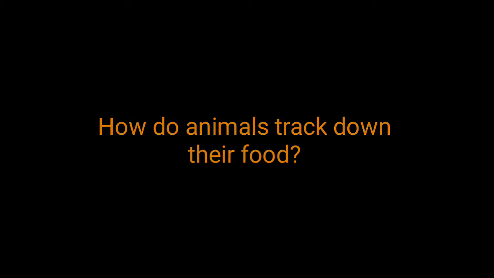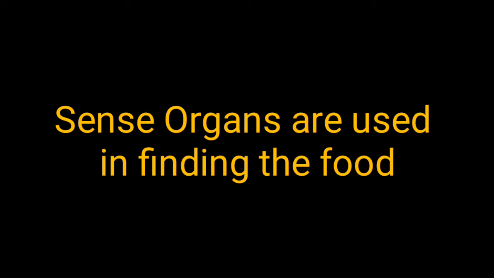Let us talk about that now. Most of the animals find their own food. But they have to locate where the food is. They have to locate the food. To do this, what do they use? They use a wide range of senses like smell, sight, hearing, taste, and touch. So these are the main senses of the living things.